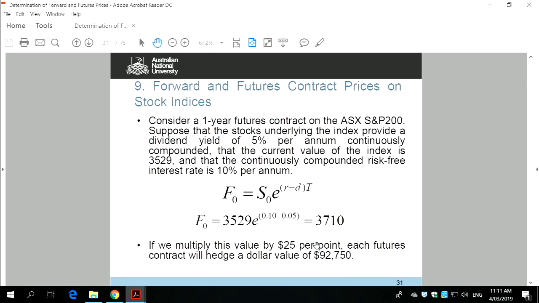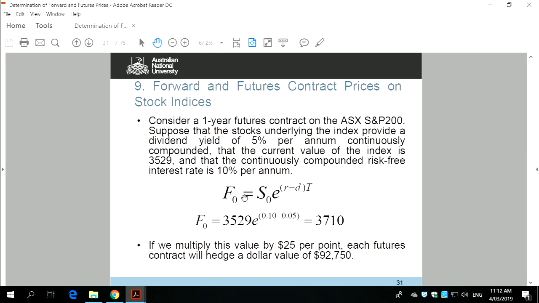Here's another example, very similar. It says there's a 1-year future contract written on ASX 200. Sorry, that's a typo, ASX 200. And you're told the dividend yield is 5%, and you're also told the current value of the index is 3,529. I'd like to bring this to everybody's attention: this is not a dollar value. This is points. An index is expressed in points.